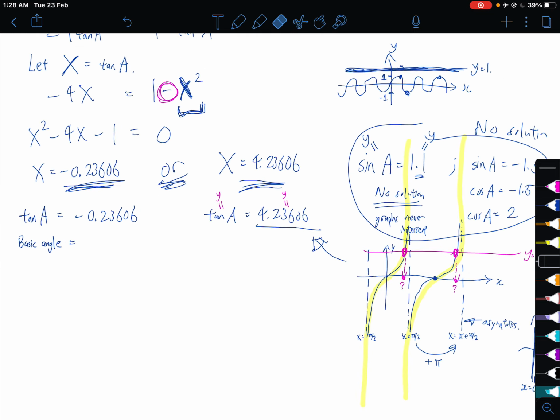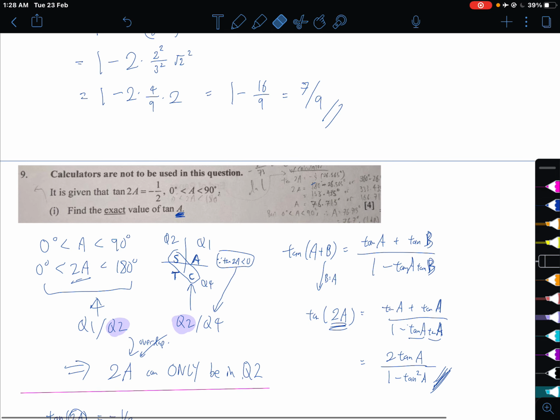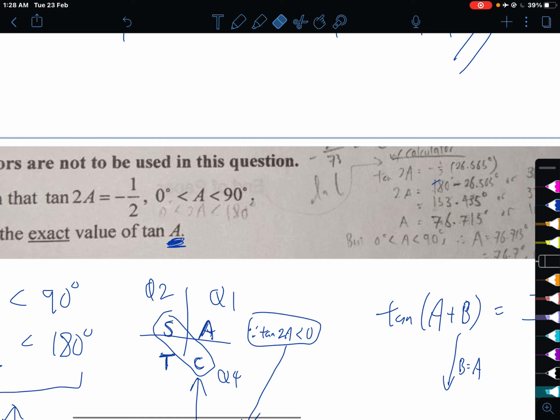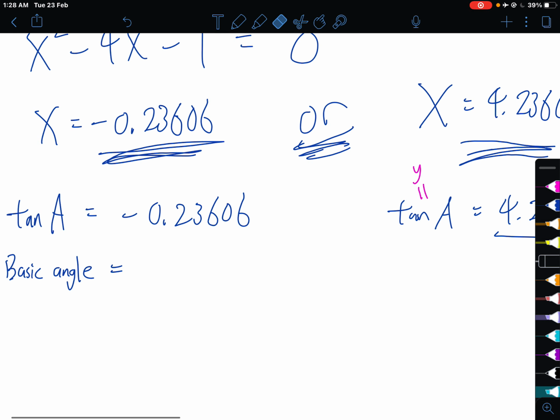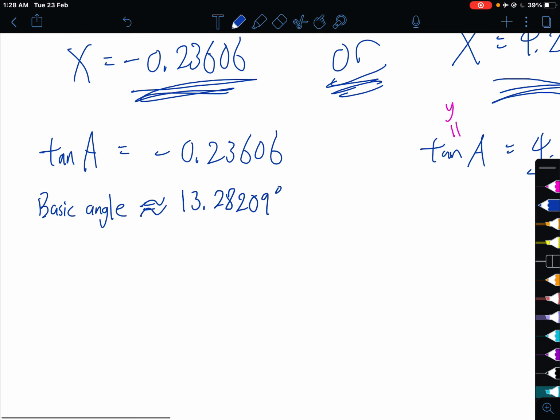Let me just double check with the question. They wanted us to find in terms of degrees, because you see degrees here. So it means that we will just use our calculator in degree mode. Just make sure you're in degree mode, and then you type in tangent inverse of the positive version of that number, so positive 0.23606. What do you get? I got 13.28209 degrees, approximately.